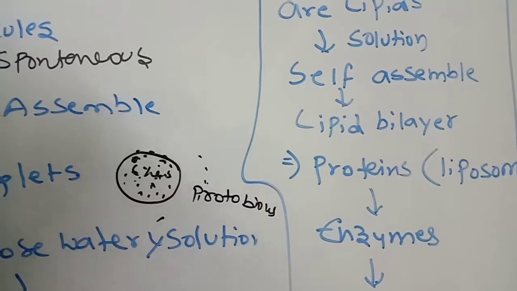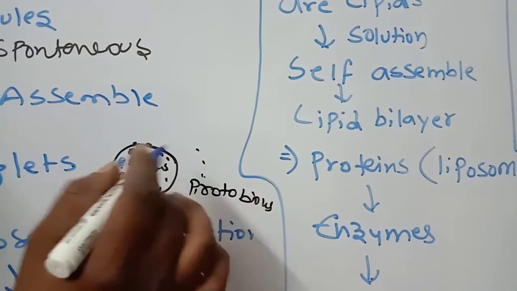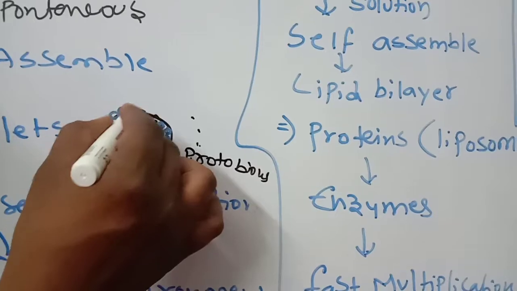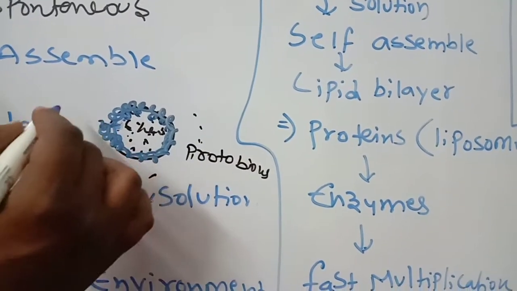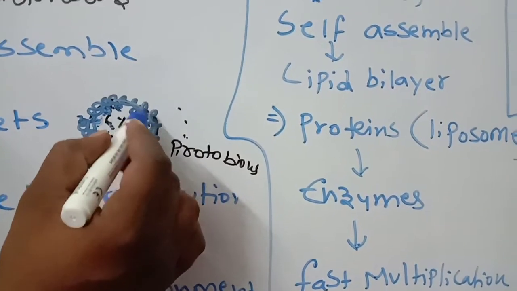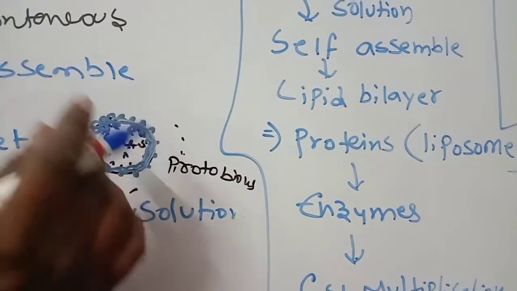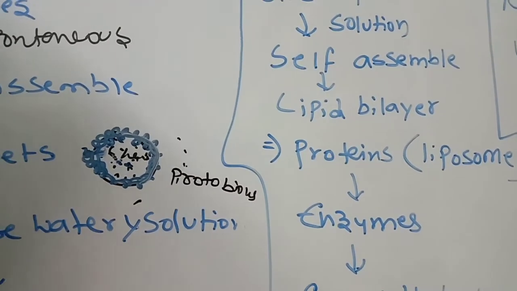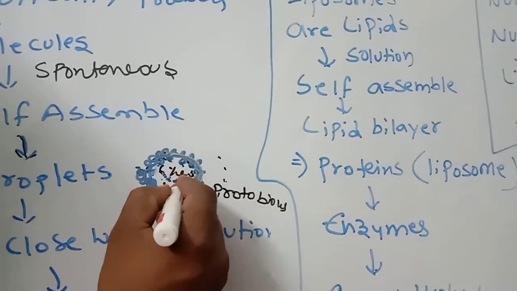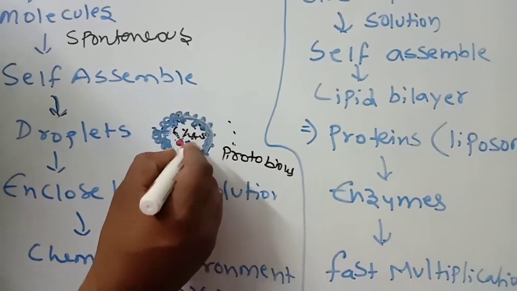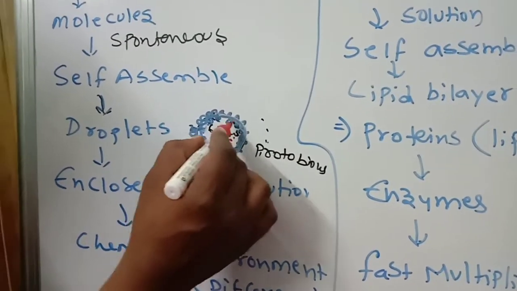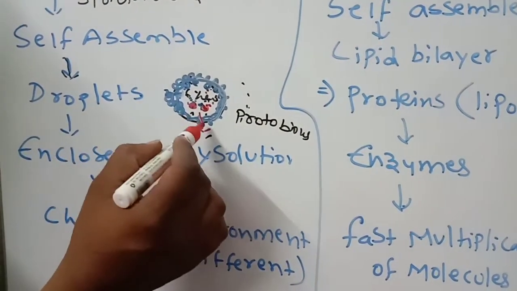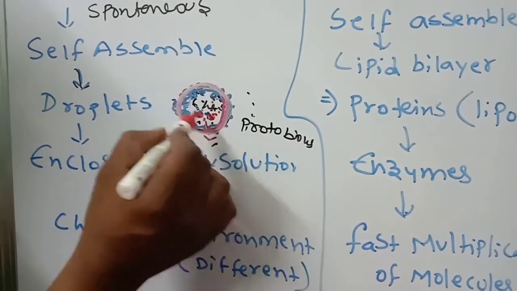The lipids in the solution self-assemble and convert into another layer, called the lipid bilayer. Then this is converted into protobionts. The proteins present in the liposomes act as enzymes, and because of these enzymes, self-multiplication of molecules happened. This is the total structure of a protobiont.